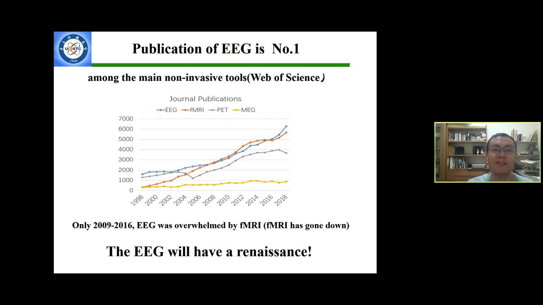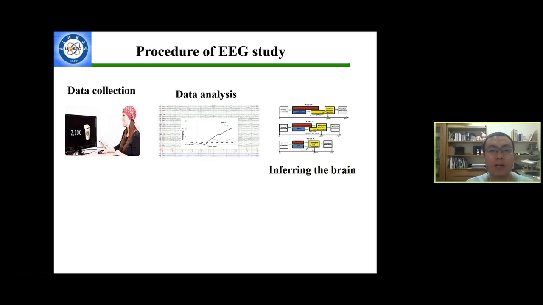In this paper, we can see that EEG is number 1 in publications among the non-invasive tools, and only from 2009 to 2016, EEG was overtaken by fMRI, and now fMRI has gone down. That means EEG will have a bright future. In this figure, we can see the procedure of an EEG study: first we collect the EEG data, analyze the data, and then infer the brain.